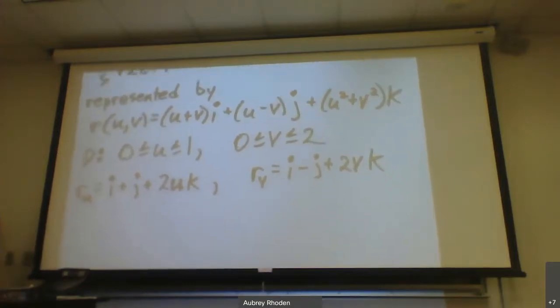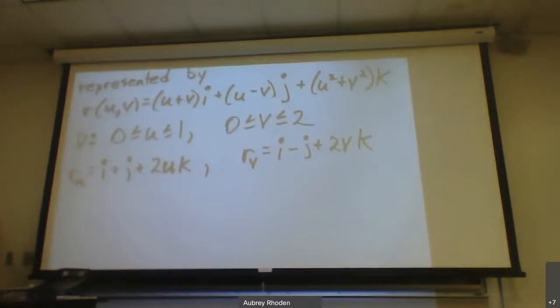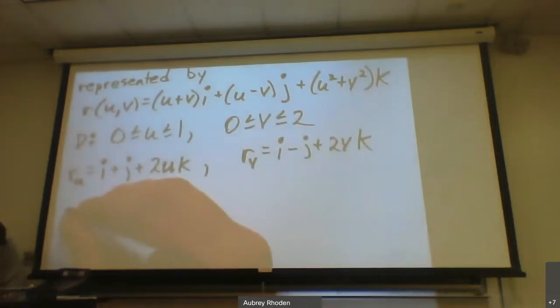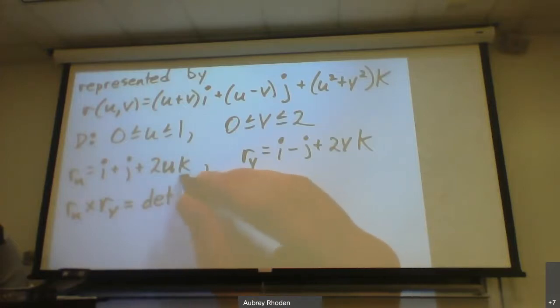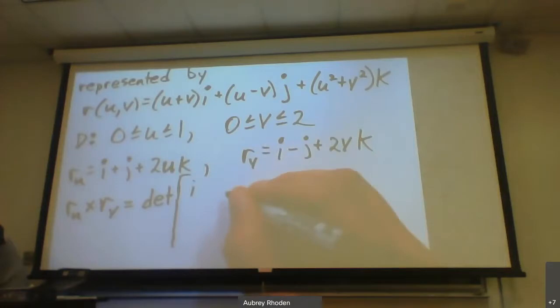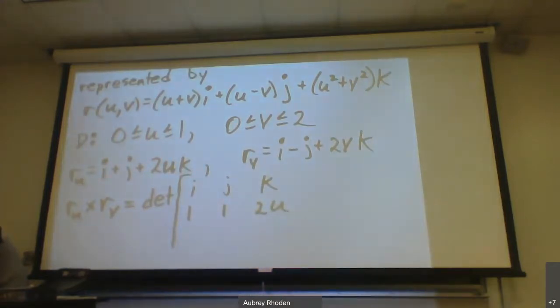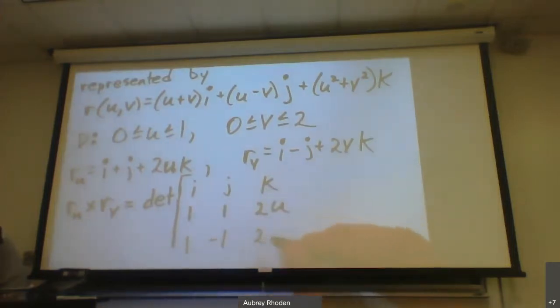Now we have to do the cross product of these components, r_u cross r_v. That's going to be the determinant of a matrix: i, j, k, then 1, 1, 2u, and 1, -1, 2v.